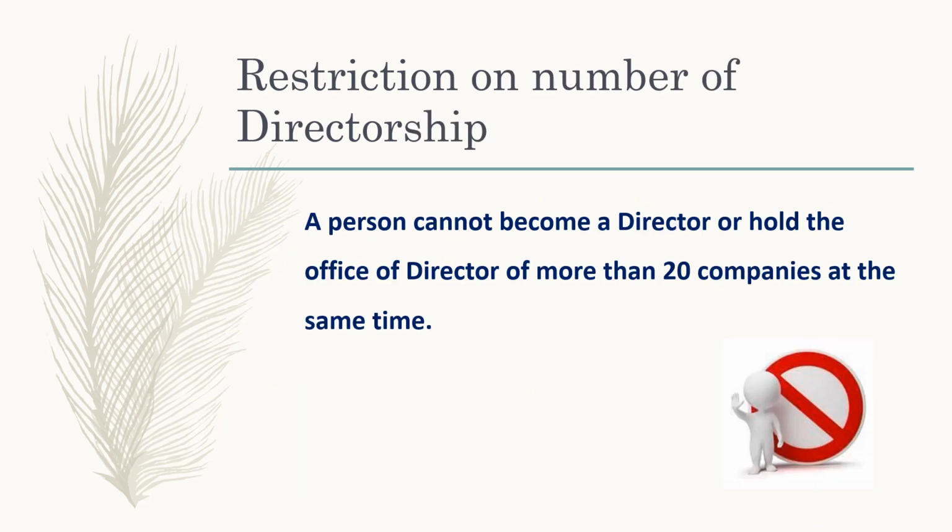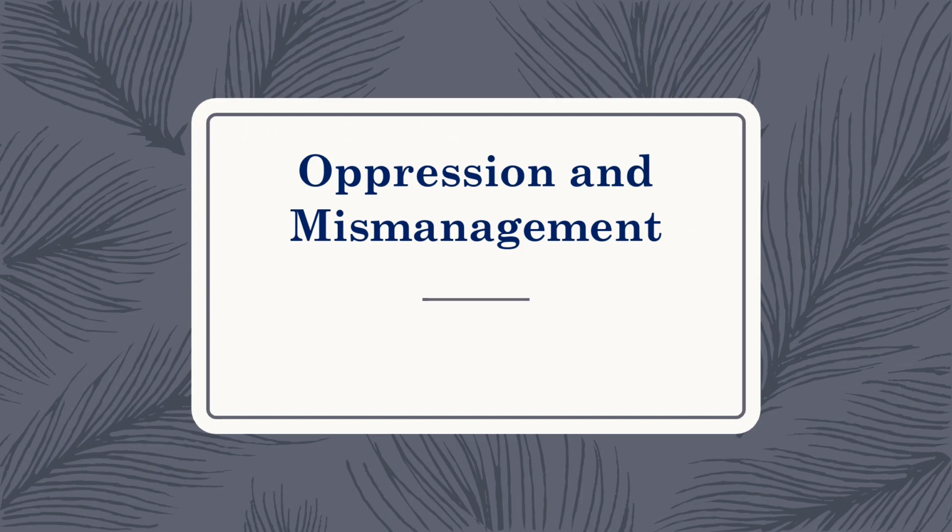Next is restriction on number of directorships. What are the restrictions? A person cannot hold the office of director of more than 20 companies at the same time. So in more than 20 companies you cannot become a director. Then next is oppression and mismanagement. What is the meaning of these two concepts, we are going to see.